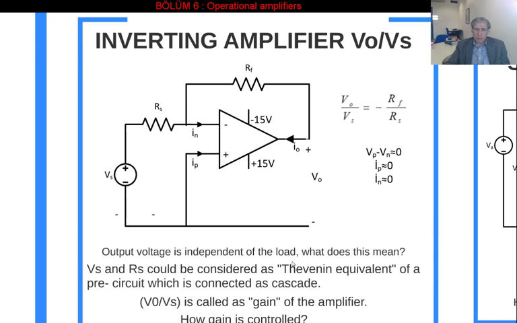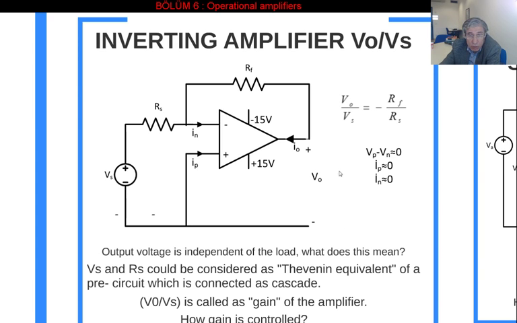Why is it independent from the load? What we are saying here is that whatever load RL you connect here, it doesn't affect the gain. Why is that? Because I wrote Kirchhoff current law equations for this node, and I end up with this, which doesn't depend on the RL value. So I can say that the gain is independent from the load. What does this mean?